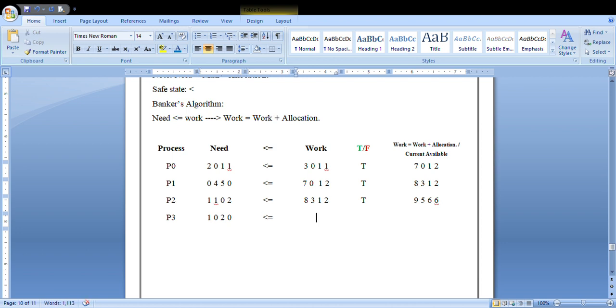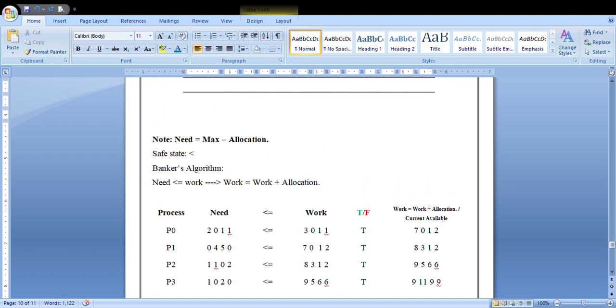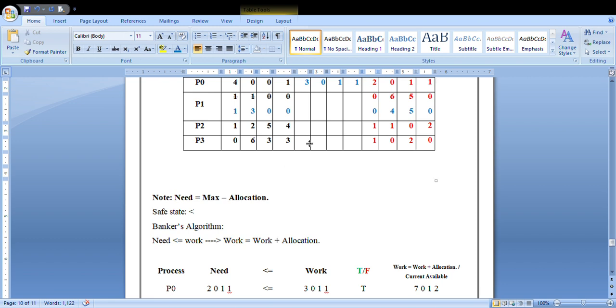New available value, 9566. The condition is true. Now what is the final available? 91199. This is the final available value. Please fill those values in this table.